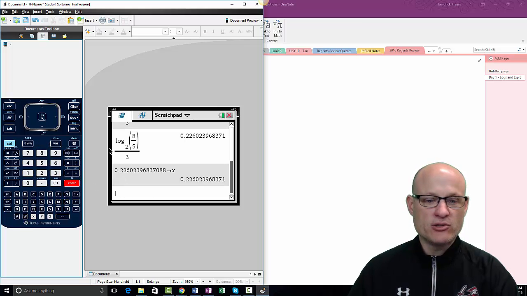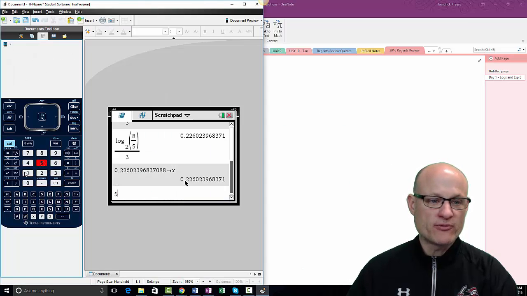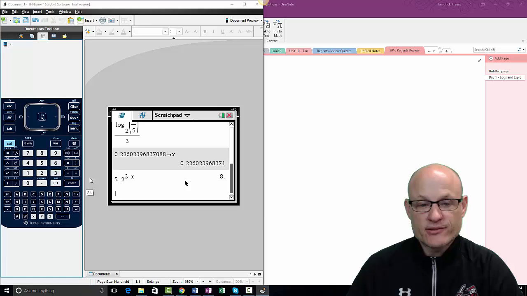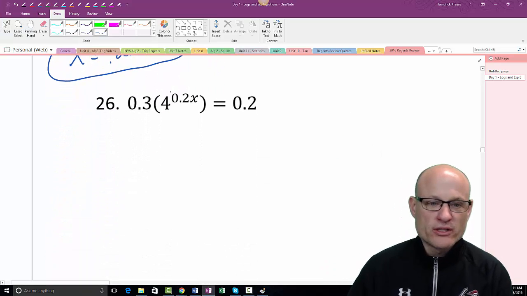And then what I could do is say, okay, now this is my x value. It's close. I'm going to type the original problem in. The original problem was 5 parentheses 2 raised to the 3x. Now this should be close to 8. There it is, 8. So it's a way to check to see that you got the right answer. Because sometimes it's really difficult to tell.